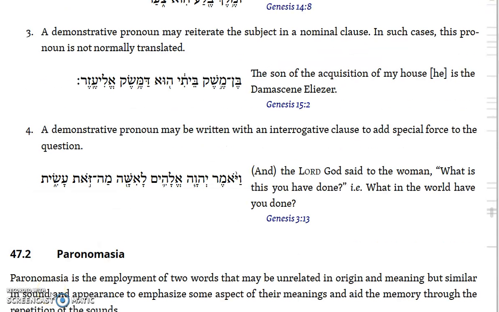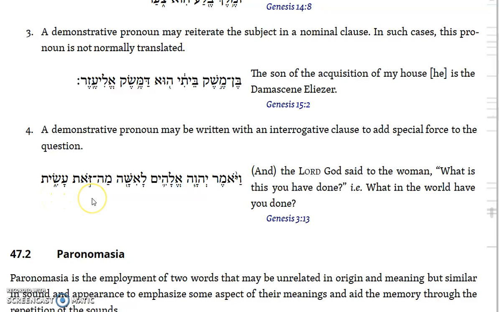A fourth way that demonstratives can be used, a demonstrative pronoun may be written with an interrogative clause to add special force to the question. Genesis 3:13, Vayomer Adonai Elohim la'isha, and Yahweh God said to the woman, mazeh asit, what is this you have done?